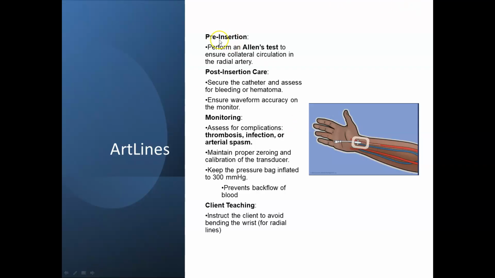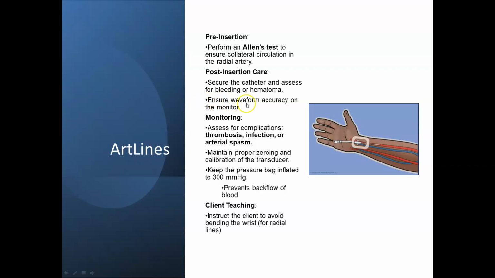Okay, so pre-insertion, just look at the Allen's test. Make sure we have collateral circulation. Post-insertion, you'll make sure that you're assessing that site, that you're securing that catheter. Again, if this catheter comes out, it's a huge risk for bleeding or hematoma.